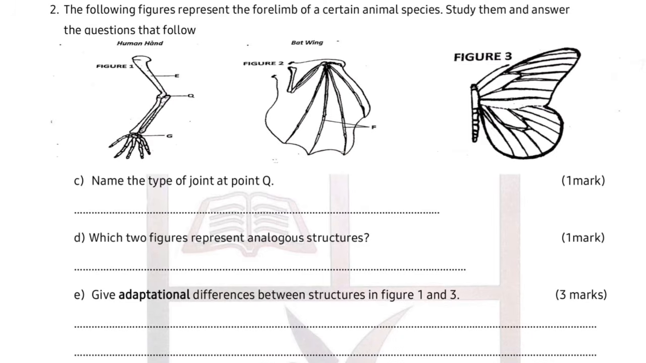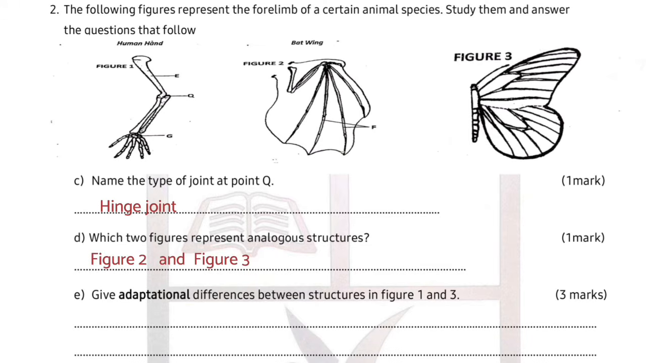Part C. Name the type of joint at point Q. Okay, that is the hinge joint. This is present in our elbow, so we are able to move it along one plane only. Part D. Which 2 figures represent analogous structures? Remember, we just discussed this, right? They don't share a common origin, but because they are being utilized for the same function, they therefore have modifications that make them appear the same, but they're clearly not.